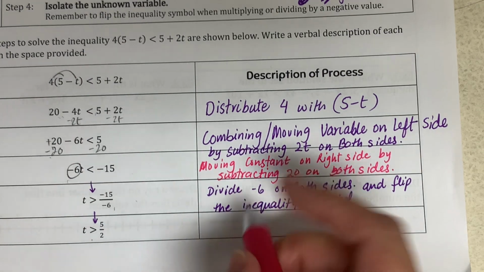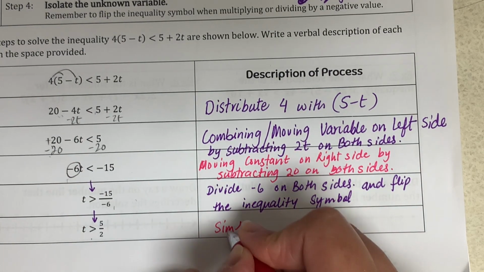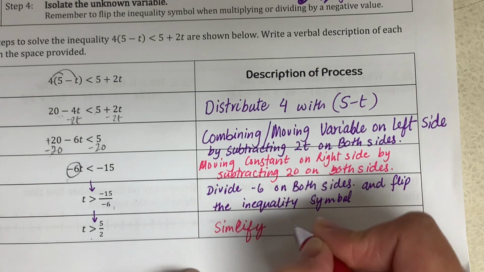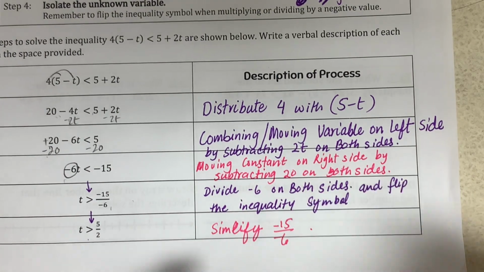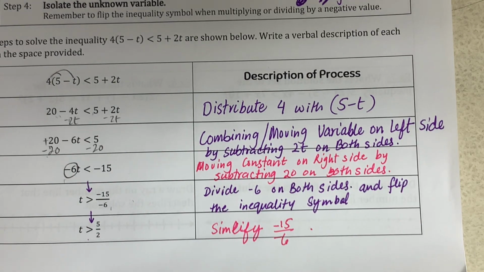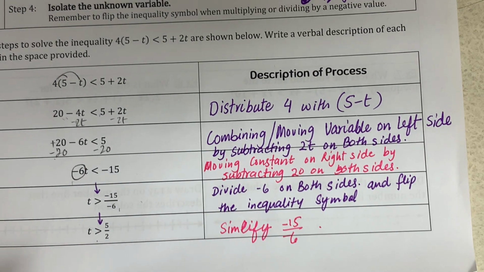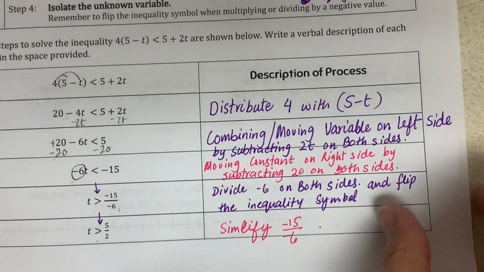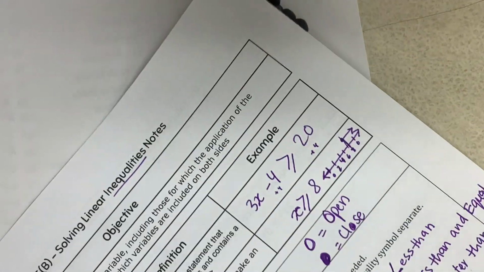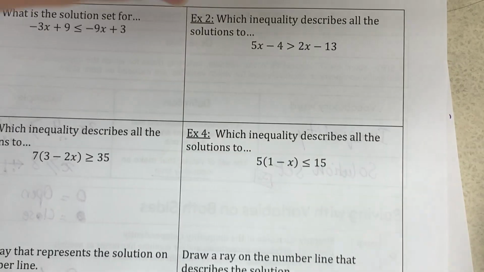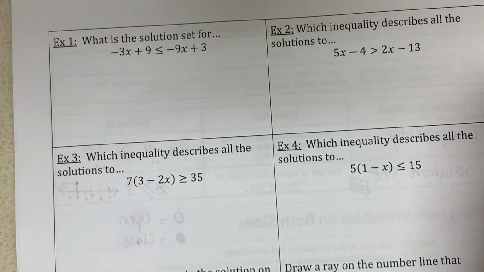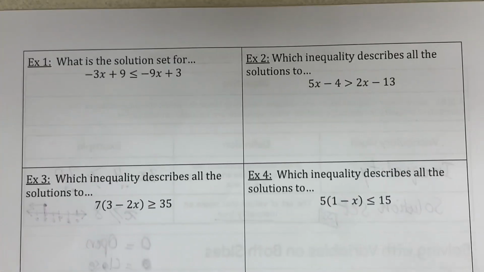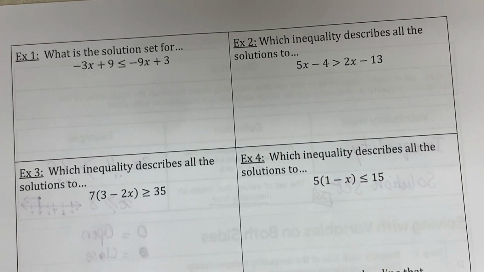Last step is simplify. -15 over -6. And then you have the value of t, which is t greater than 5/2 or t greater than 2.5. If I have to draw it on a number line, it should not be a problem because I have a greater than, so that's kind of easy. So the steps are pretty easy and simple. They are not very technical, to be honest. It's not too difficult. At this time, you should be really good.